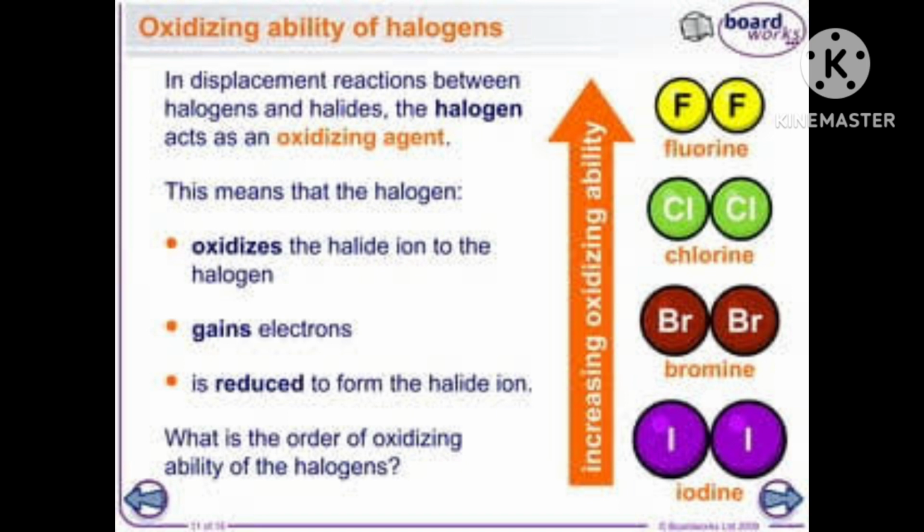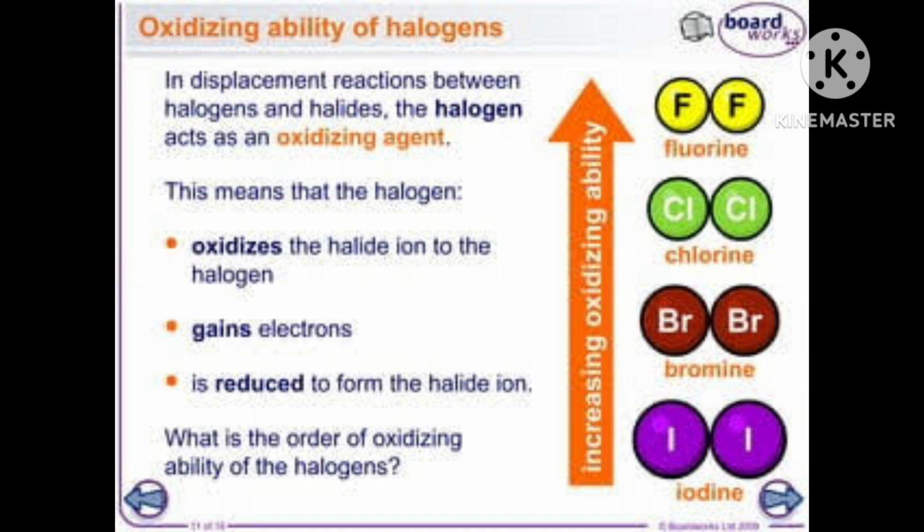F2 is the strongest oxidizing halogen, and it oxidizes other halide ions in solution or even in the solid phase. In general, a halogen oxidizes halide ions of higher atomic number.